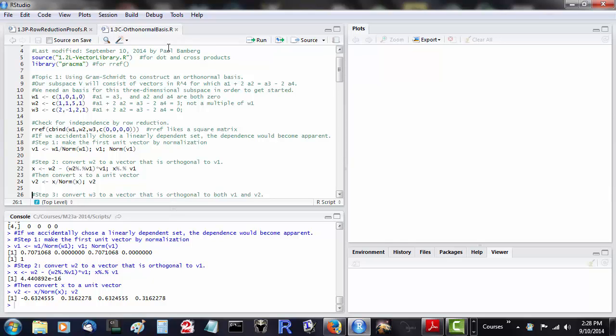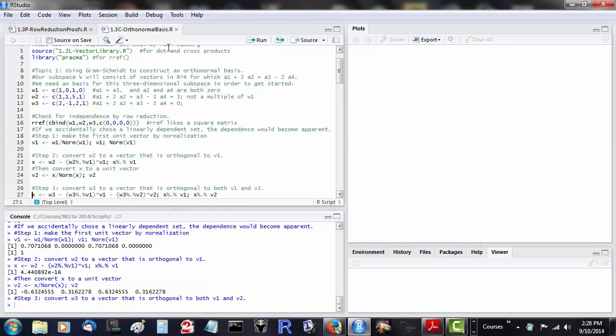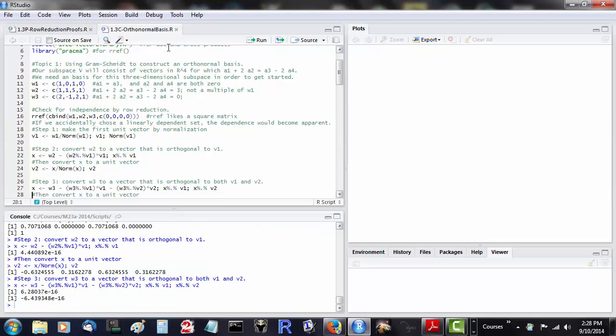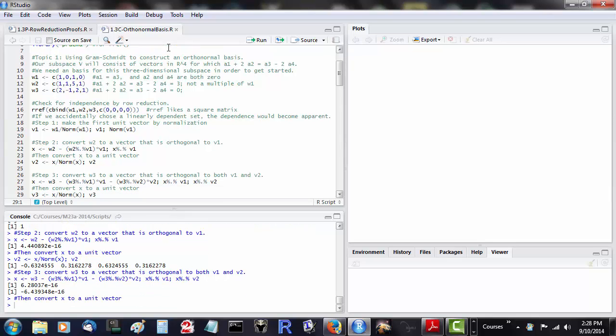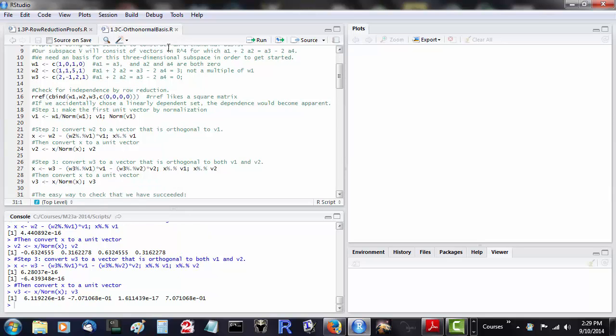We just got one more basis vector to convert. Starting with W3, we subtract off the component along V1, and we also subtract off the component along V2, and we check that we've got it right, that we've made a vector X that has a zero dot product both with V1 and V2. To finish the process, we convert X to a unit vector, and the job is done. We have constructed three vectors, V1, V2, and V3, that form an orthonormal basis for this subspace.